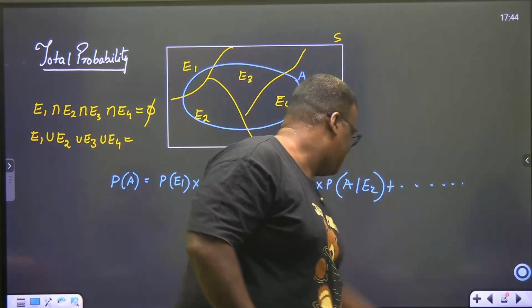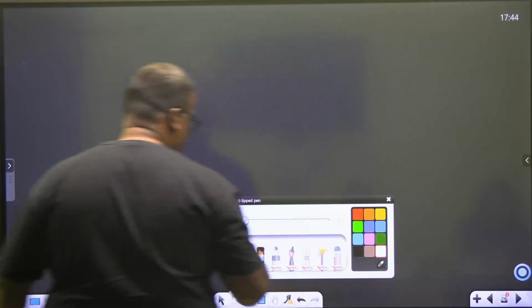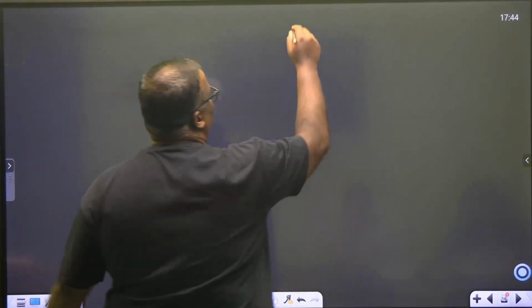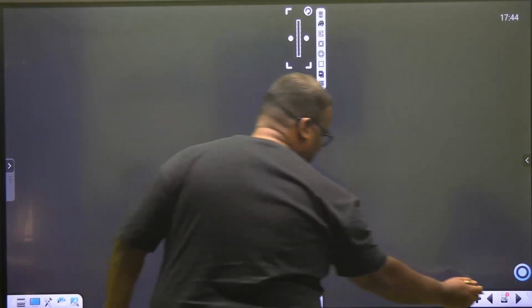Okay, so let's see some more logic. I'll give you one example. I think this is a very, very interesting example. Okay, so it is something like this.